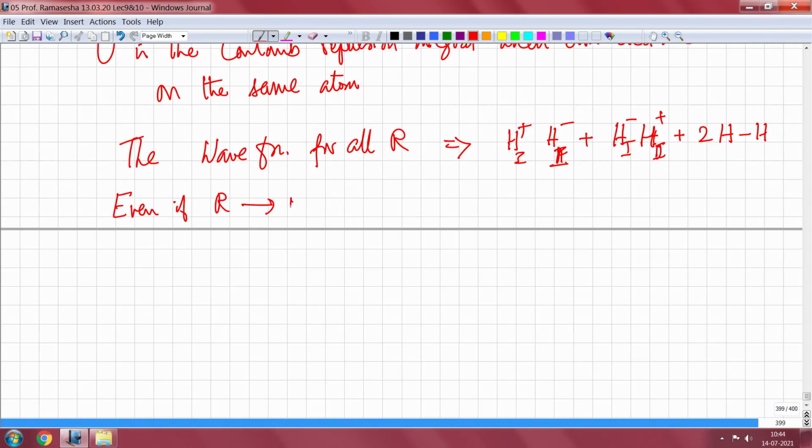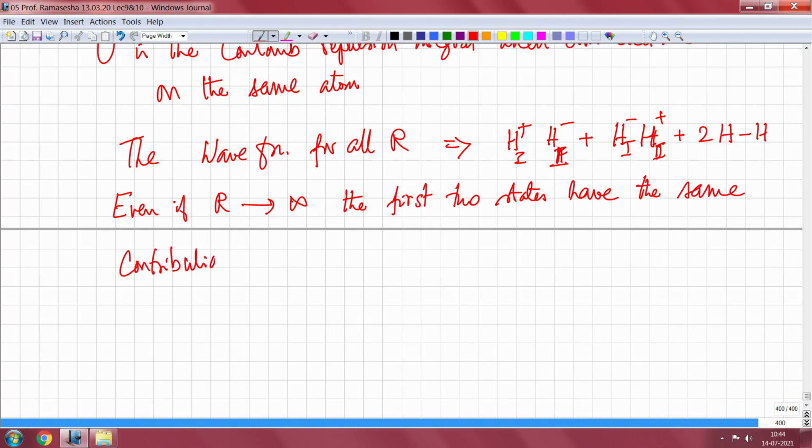So no matter, even if R tends to infinity, the first two wave functions, the first two states have the same contribution. That means the ionic states always contribute an equal amount to the covalent state. So HH I call the covalent state, and these two I call ionic states. So you see that the ionic states and covalent states have equal contribution. This is the problem with the molecular orbital picture.